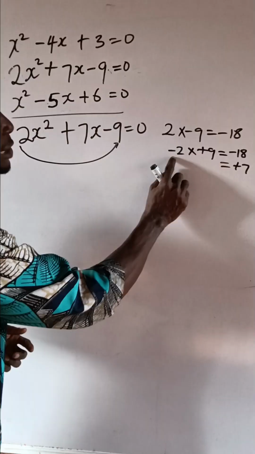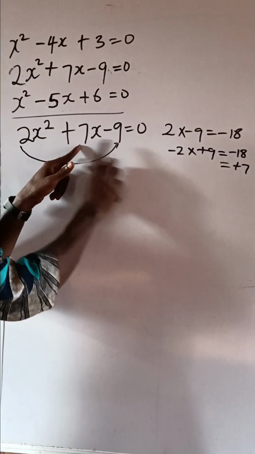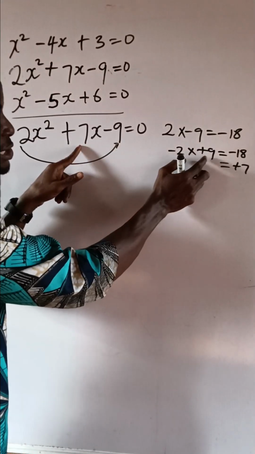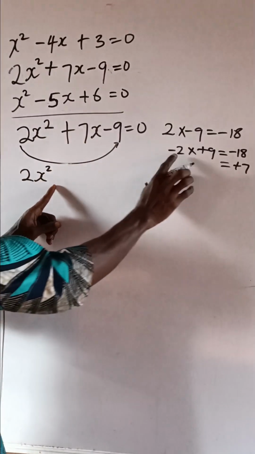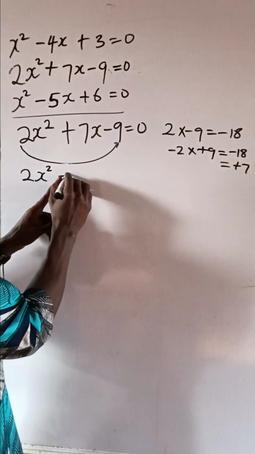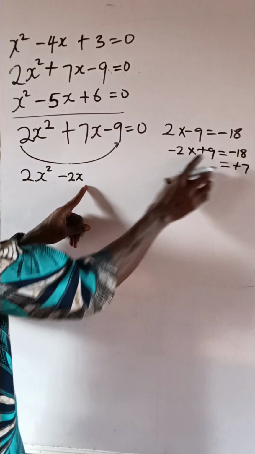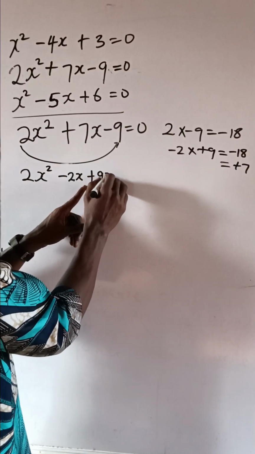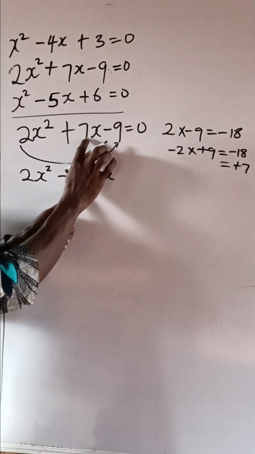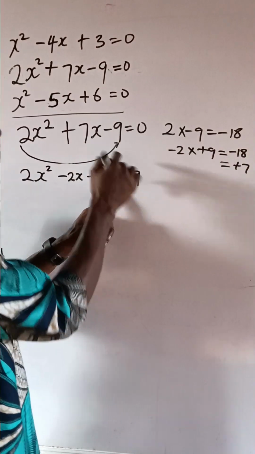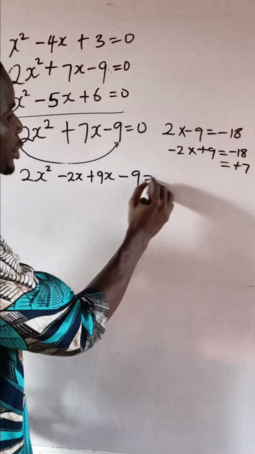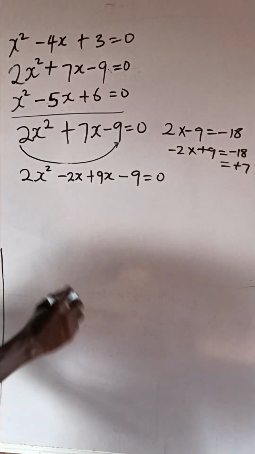So this is the one we are going to use to replace this. Instead of leaving this, we use this one for it. So we have 2x squared minus 2x and plus 9x. The 7x is still the same thing. Minus, don't forget this is constant, you put your 9, equals to 0. So what do you do here?